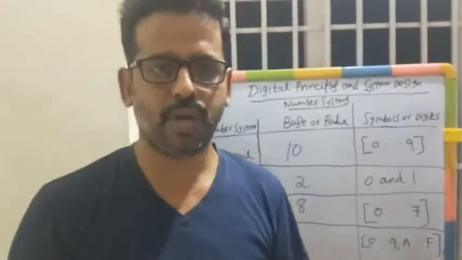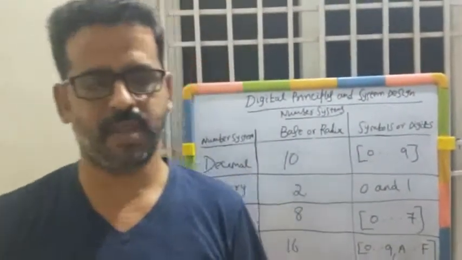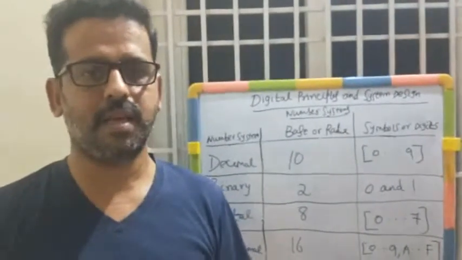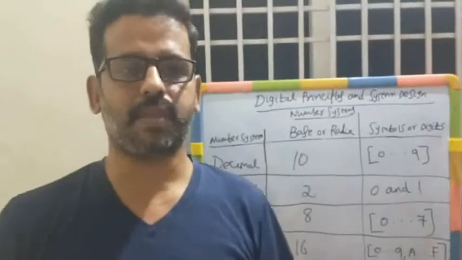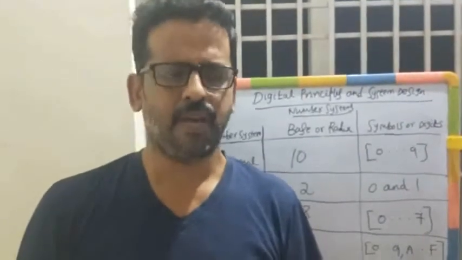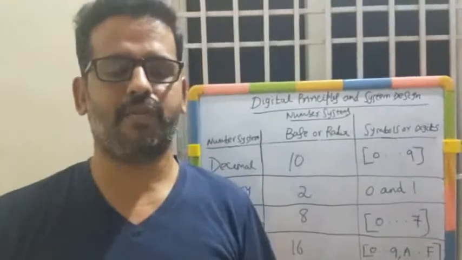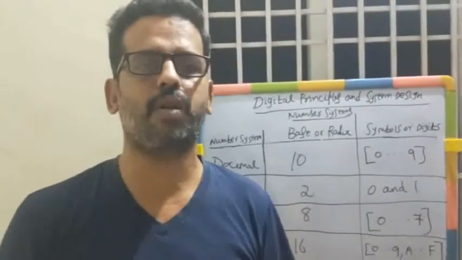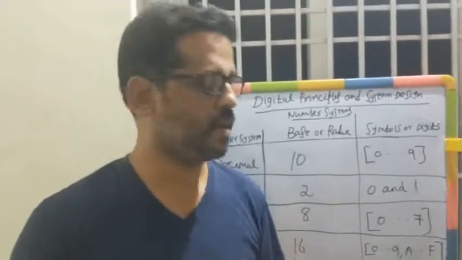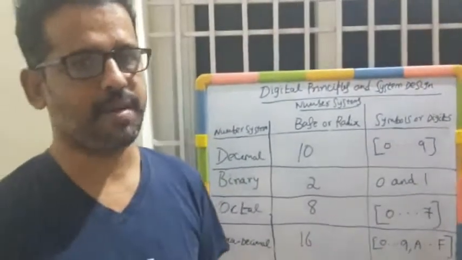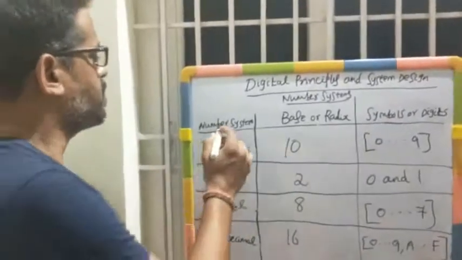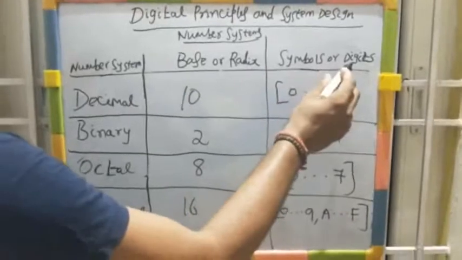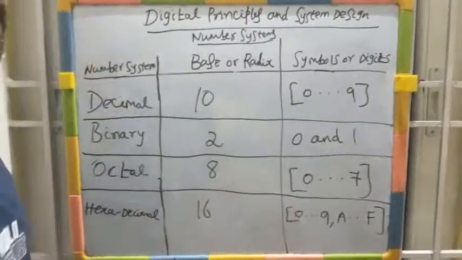Now we are going to discuss number systems. Number systems play a vital role in understanding the course Digital Principles and System Design. We have come across various types of number systems, but we are going to discuss the most commonly useful number systems in today's class. So, number system, base or radix, and the symbols or digits of the respective number system.